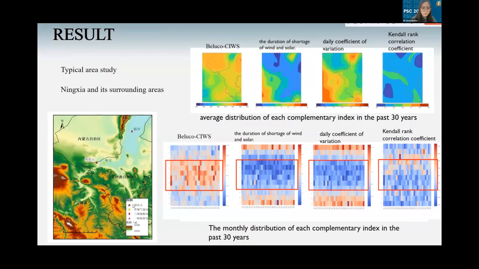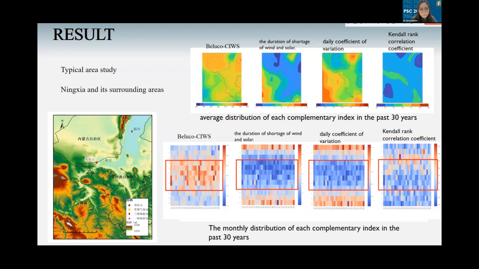We selected the Ningxia and its surrounding areas as the typical area study. The area spans about 400 kilometers from north to south and 300 kilometers from east to west. The blocking of Helan Mountain in the north not only weakens the eastern attack of the northwest alpine air, so the climate difference between the east and the west is quite large.